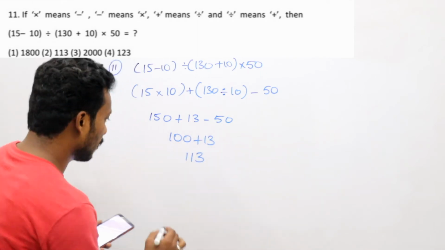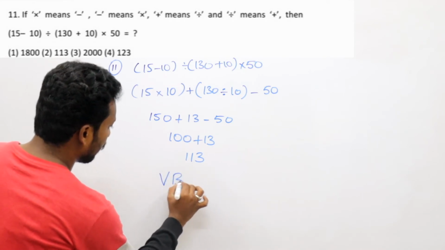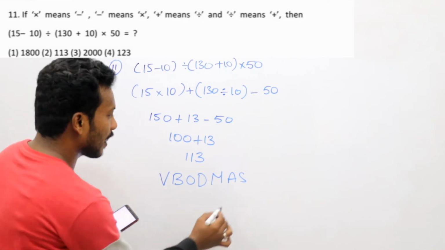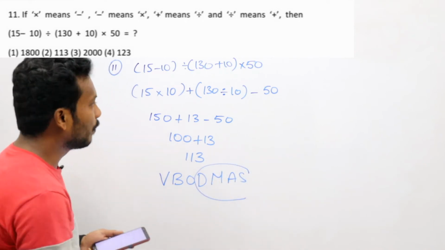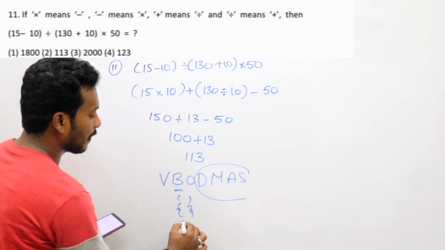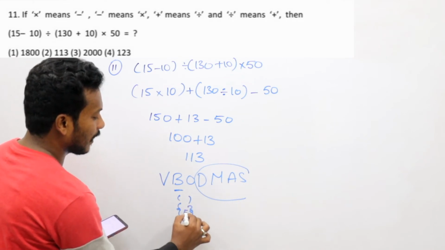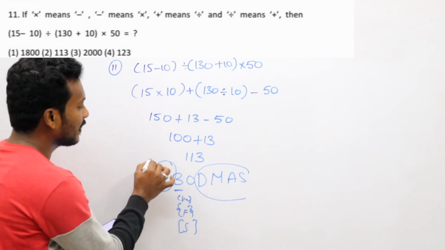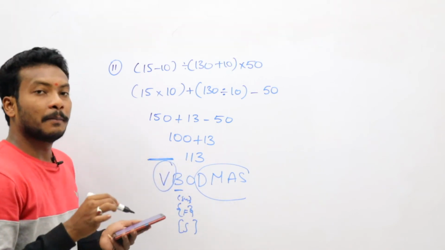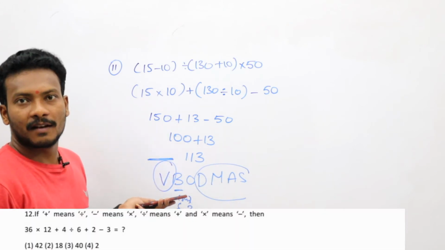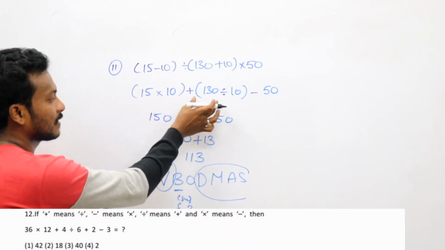Okay, in the VBODMAS session, V B O D M A S. Till now we are doing only these options. Now B, bracket, is also there. First a small bracket and then flower bracket and then square bracket. What is V? It is a vinculum. Vinculum means we take it as a bar. First we have to prefer this one. Now here there is no vinculum, that's why we move to the brackets and then the answer.